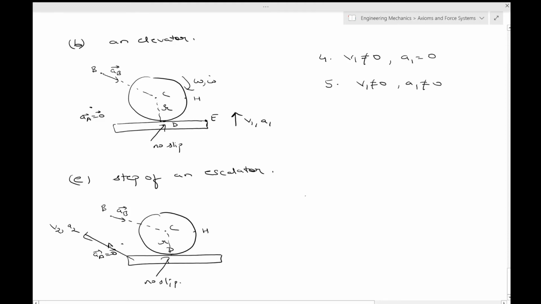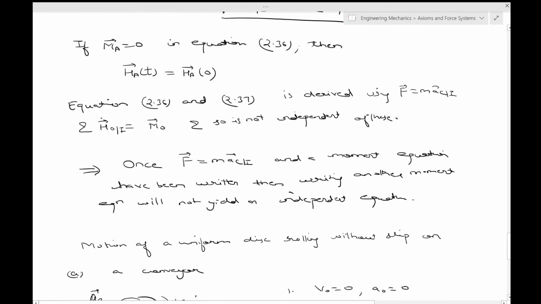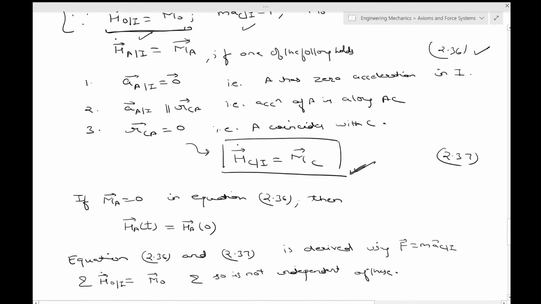So the two possibilities over here are situation 6, V2 is not equal to 0 but A2 is equal to 0, and situation 7, V2 is not equal to 0 and A2 is not equal to 0. So if we write 2.36, 2.36 is about A.